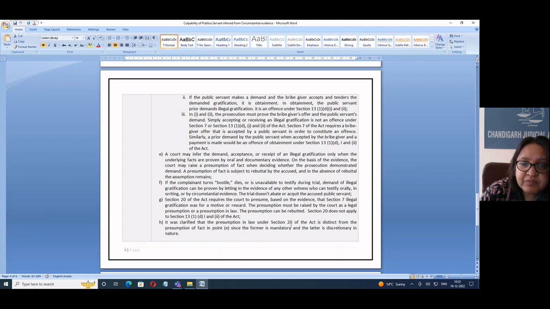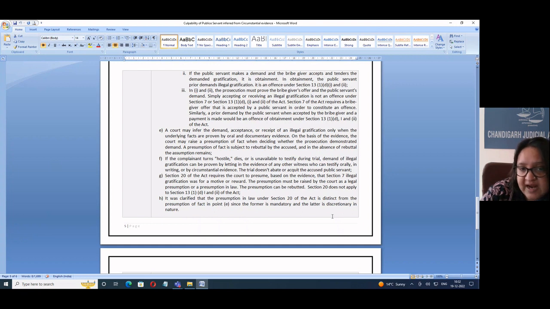If the complainant turns hostile, dies, or is unavailable to testify during trial, demand of illegal gratification can be proven by letting in the evidence of any other witness who can testify orally, in writing, or by circumstantial evidence. The trial does not abate, nor is the accused public servant acquitted. Section 20 of the Act requires the court to presume, based on the evidence, that the Section 7 illegal gratification was for a motive or reward.